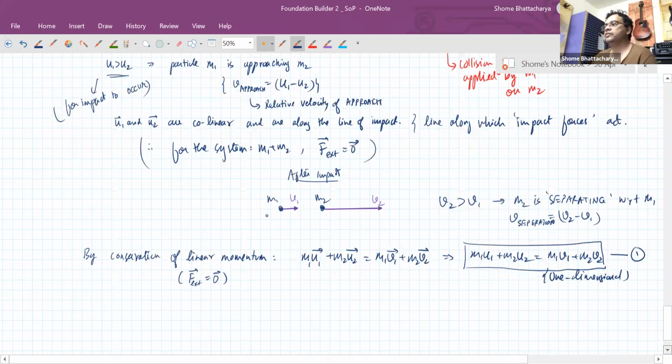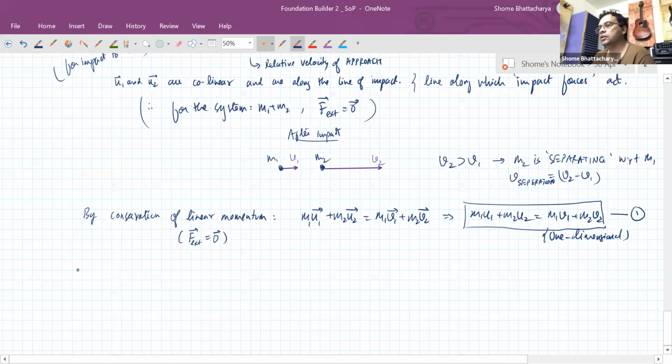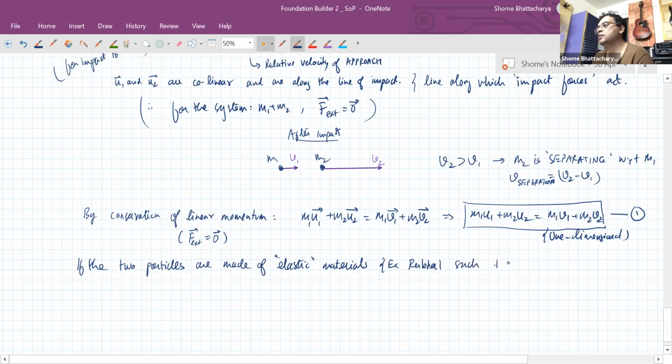Okay. Now we come to an interesting fact. Okay. Now, if the two particles are made of elastic materials, for example, soft rubber, okay, such that the kinetic energy of the system does not dissipate, that is, remains conserved.